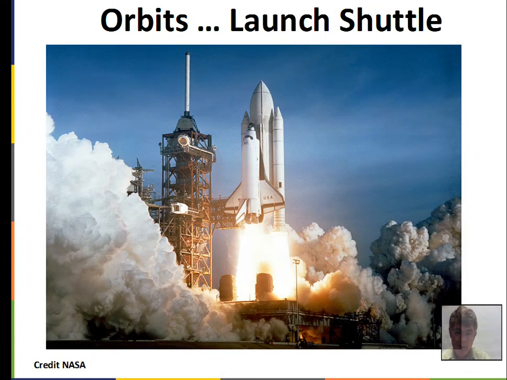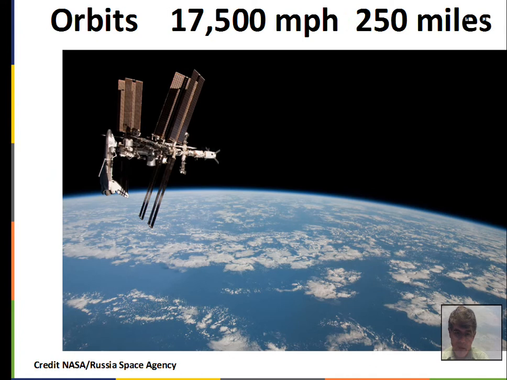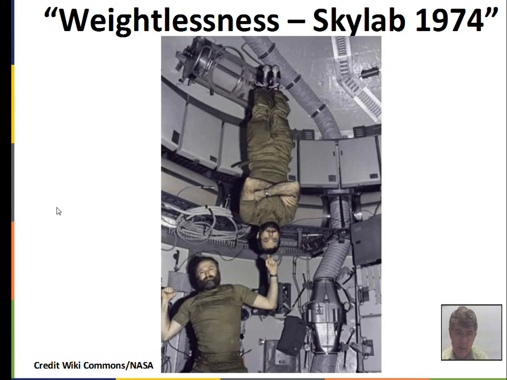More recently, we've had high technology in launches: the space shuttle, which is no longer a current program, and the space station that is in orbit around the Earth, again moving roughly at 17,500 miles an hour and about 250 miles above the surface of the Earth. And here we see the space shuttle docked to the International Space Station.